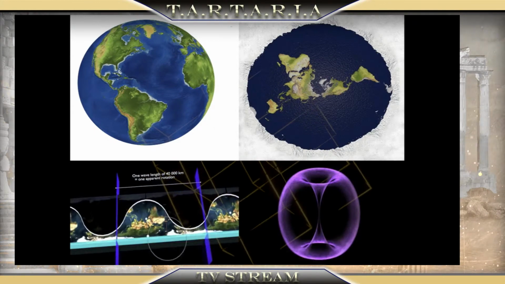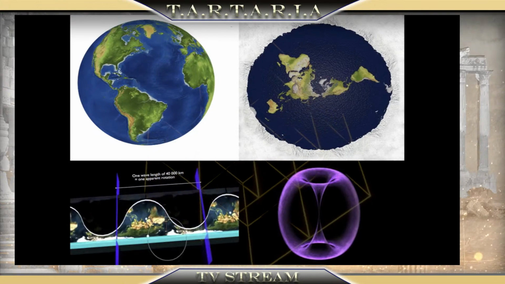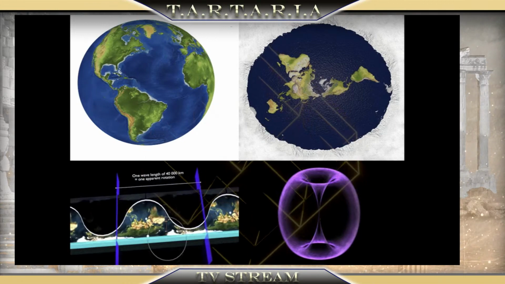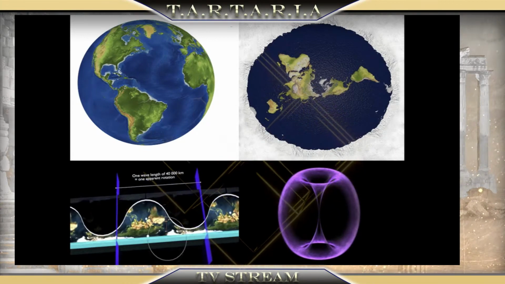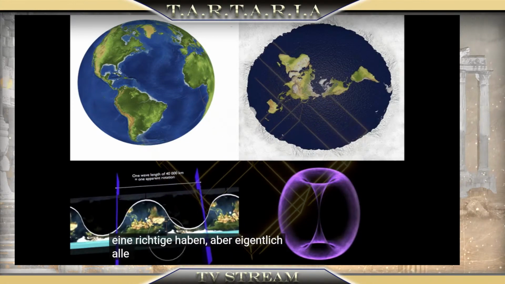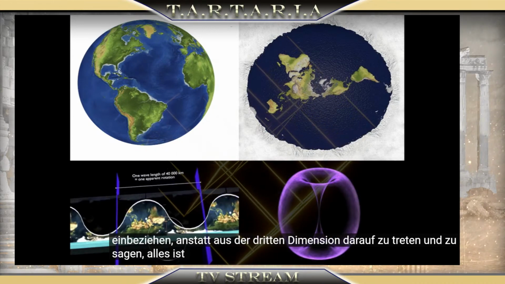No duality. How can you include death? How can you include murder? How can you include the New World Order and the Cabal in one system, without having one that's bad and one that's good, without having one that's wrong and one that's right, but actually including all the different perspectives, instead of stepping at it from the third dimension saying, well, everything is wrong.